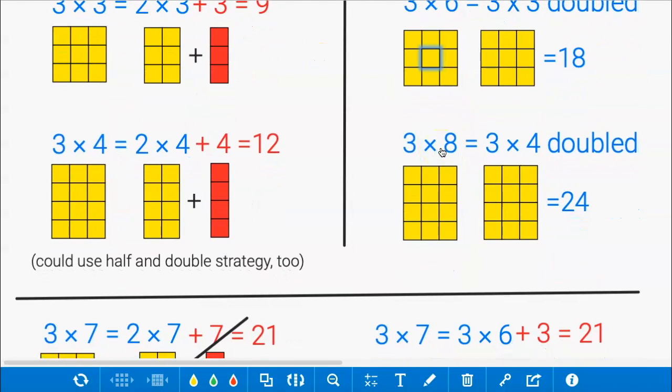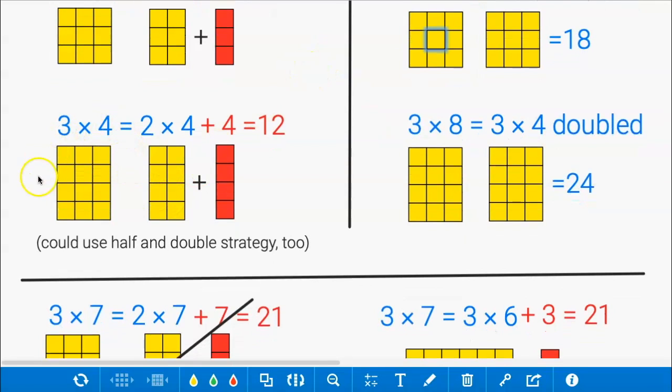Let's take a look at how this looks for 3 times 8. Again, we could do double 8's and add one more 8, or we can take a look at the half and double strategy. So we can half 8 and say that it's going to be 3 times 4 doubled. And we know that 3 times 4 is 12, so double that would be 24. You can see this strategy would also have worked over here for 3 times 4. We could have done half of 4 would be 3 times 2 and double that to make 12.